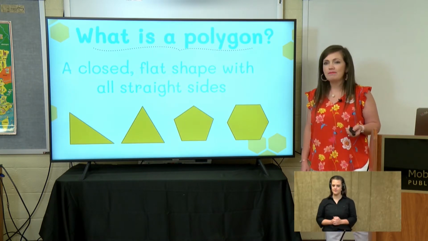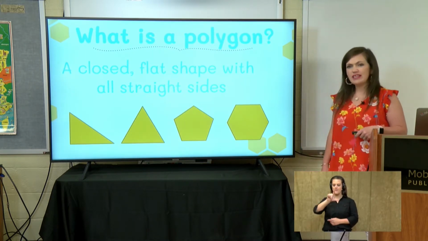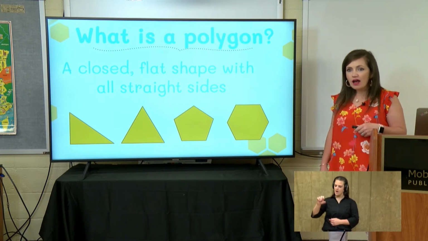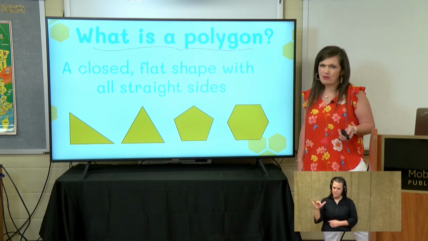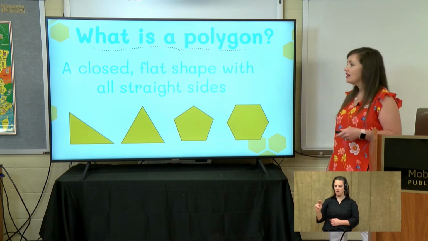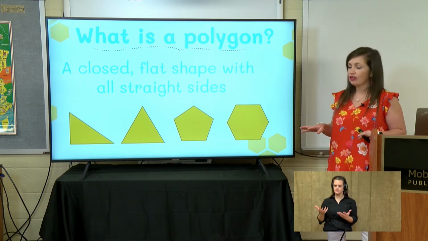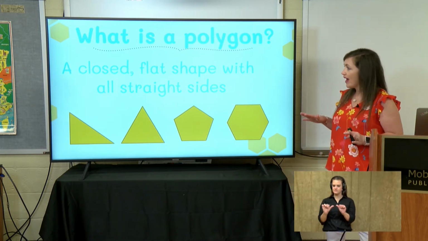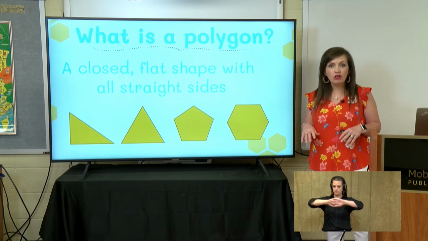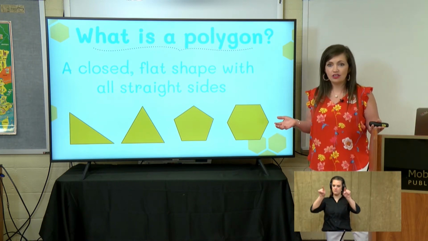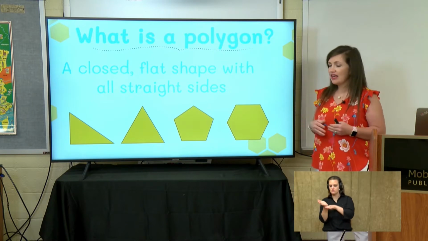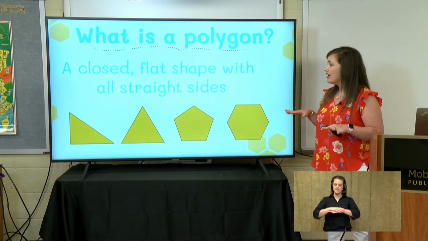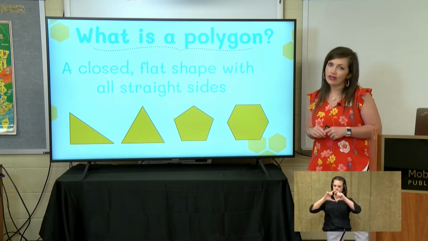Let's talk about a polygon. Can you say that word after me? Polygon. What is a polygon? Well, a polygon is any figure that's a closed, flat shape with all straight sides. So that's easy enough. So again, it's a closed, flat shape with all straight sides.